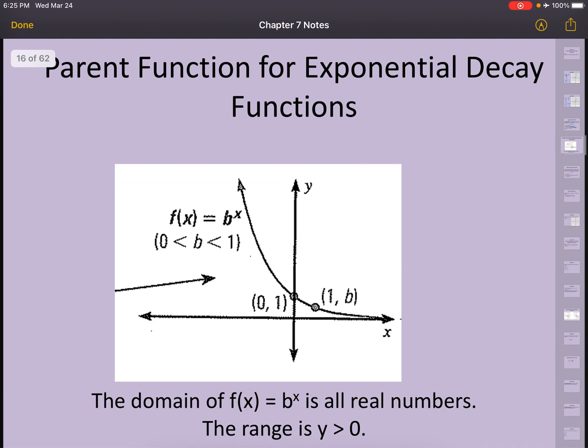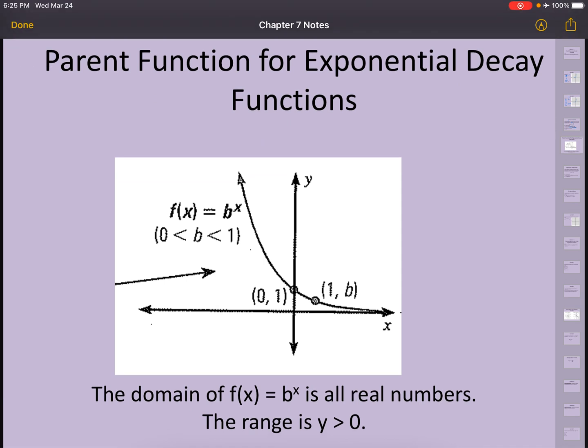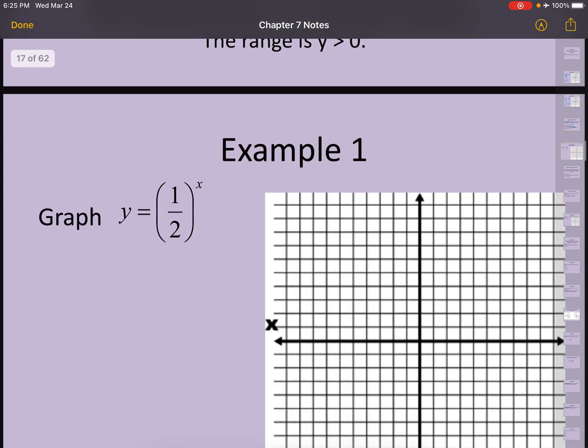So the parent function for exponential decay functions falls from left to right. Okay? They still have a y-intercept and an asymptote. Okay, so the domain of f of x equals b to the x power is all real numbers, and the range is y is greater than 0, because our asymptote is the x-axis.